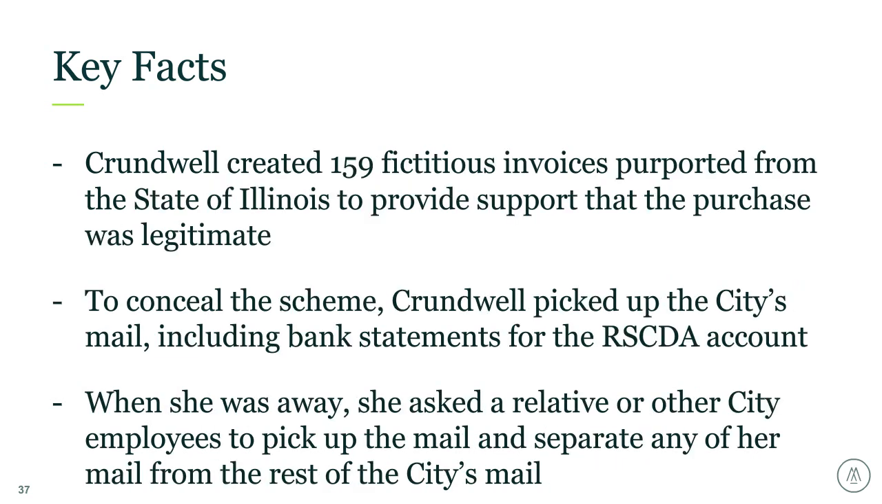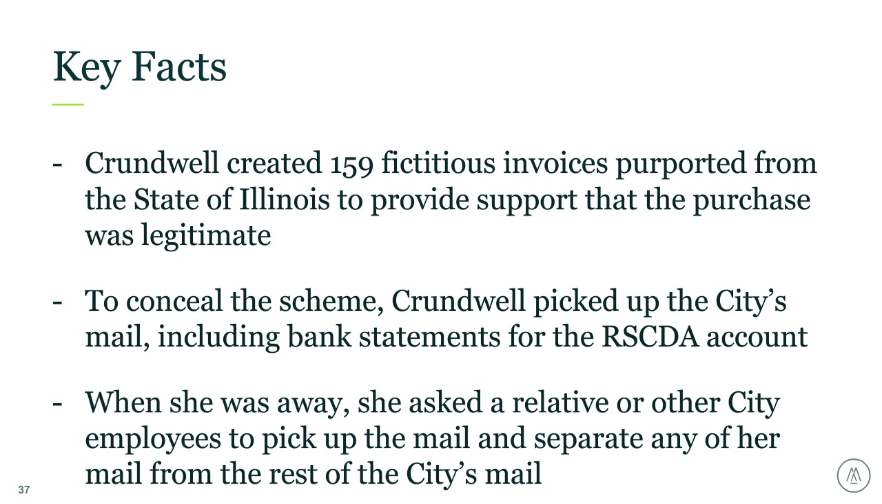As I mentioned on the last slide, Rita created approximately 159 fictitious invoices that were supposedly from the state of Illinois to provide support that the purchase was legitimate. She used much of these dollars to go ahead and fund her quarter horse operation, but also to support a lifestyle that was well beyond her means, purchasing several cars, a second house, and a multi-million dollar motorhome. So in all, Rita stole $53.7 million in 22 years. It's the largest municipal fraud in the country.